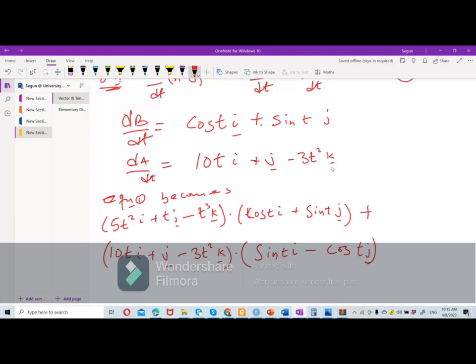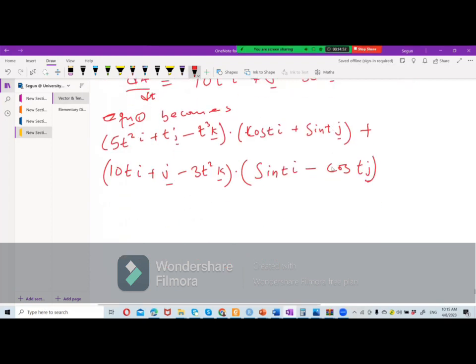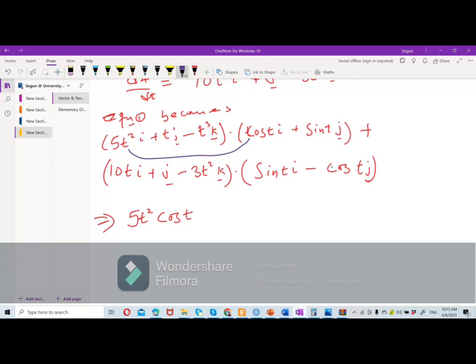So we need to do the dot products now for this one. So what do we have for the first one? This multiplied by this. That's the dot product. i dot i is i squared, which is equals to 1. So we don't have problem. We have 5t squared cos t. Then that is component to component. This to this, j to j, then k to k. K, we don't have k. K in this case is 0. So plus 0k.